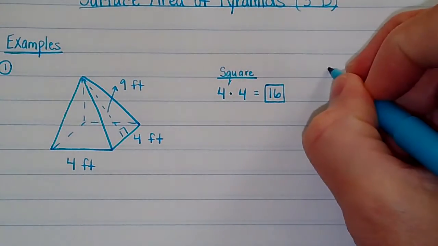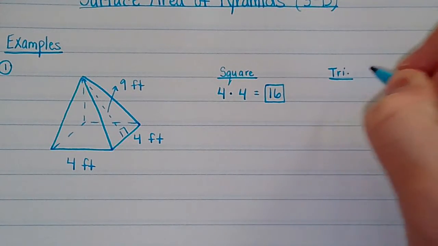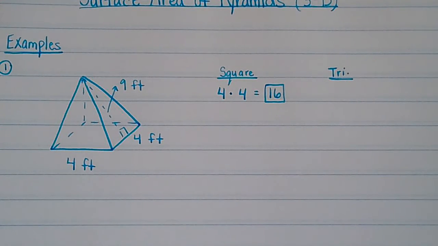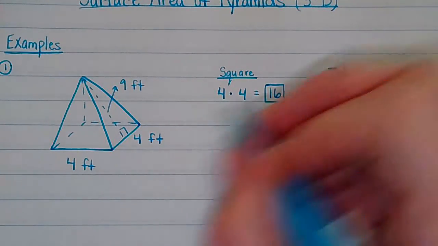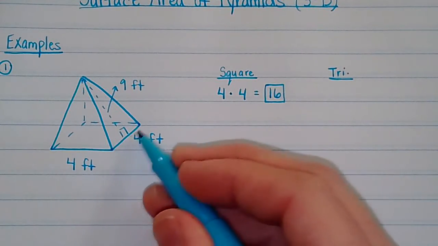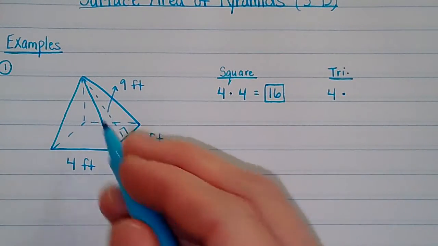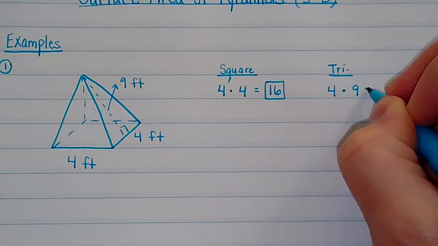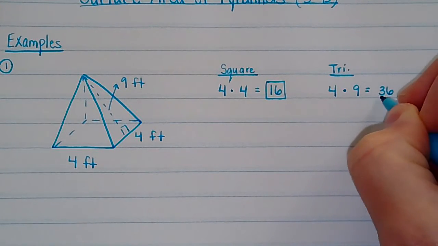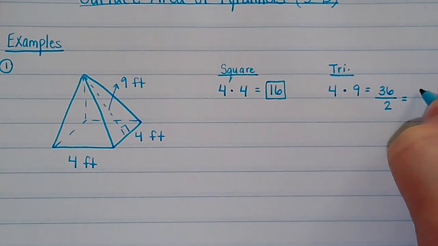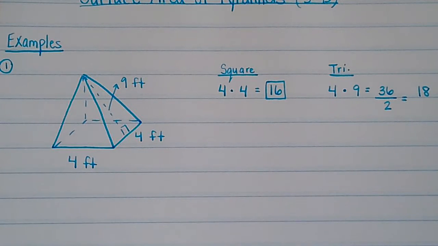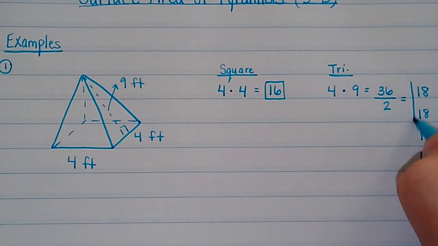Okay, now let's look at our triangles. Now, since the base is a square, all my triangles are going to be the same. So the base of my triangles are 4. And then this line right here told me that the height was 9. 4 times 9 is 36, but it's a triangle, so you have to divide by 2, which is 18. Okay, now you got to think about it. How many 18s do I have? Well, like I said, there's 4 of them, all going around the sides.